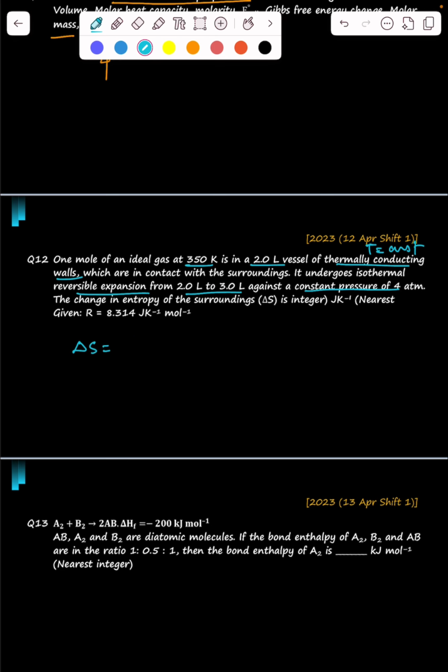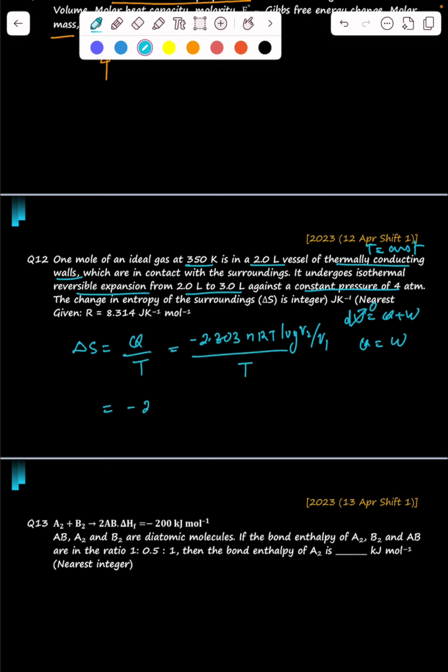Entropy means as they are asking Q by T. Thermally insulated or reversible means that U is equal to Q plus W. So U should be 0, then Q should be equal to W. So we know that is minus 2.303 nRT log of V2 by V1 divided by T. So minus 2.303 nR log of V2 by V1. Just put this all into the formulas.